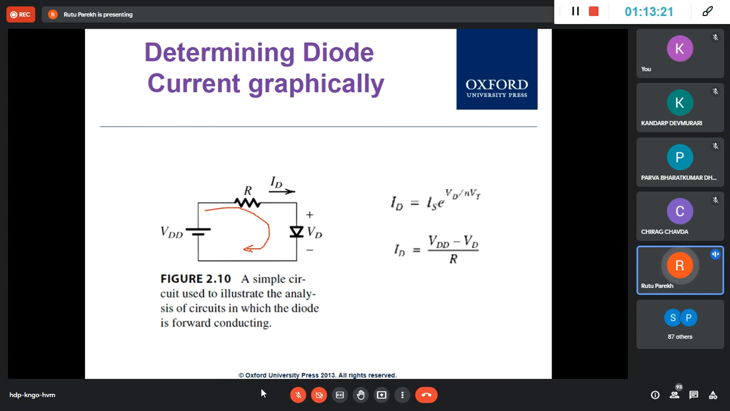Now you must understand that if there are two components, one is R, one is VD.